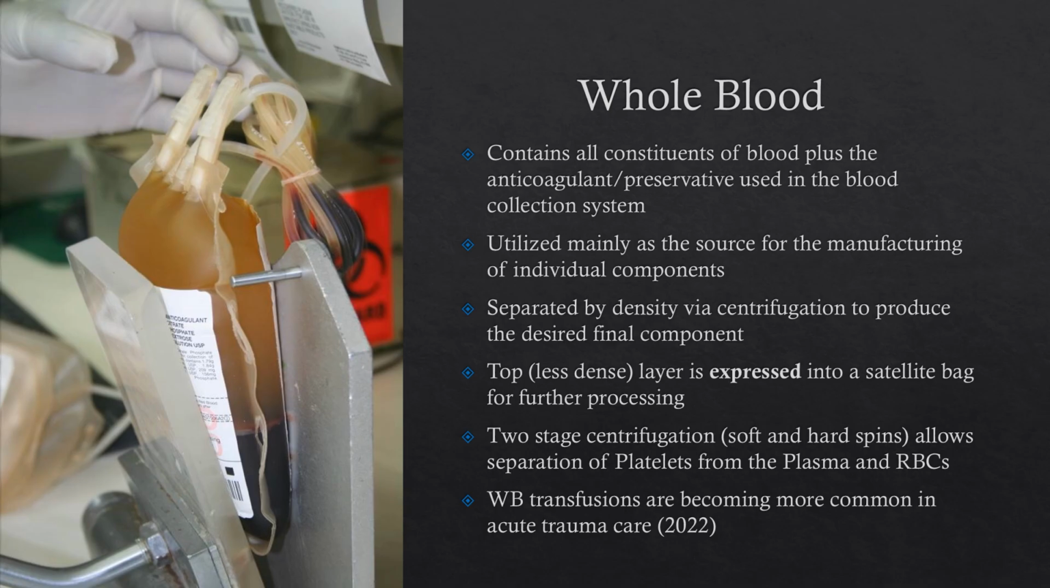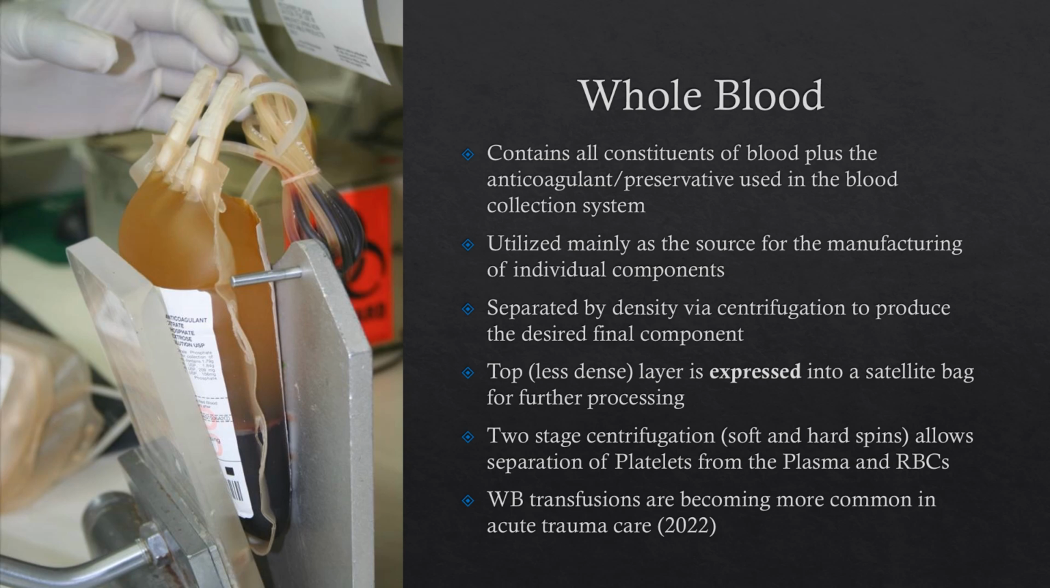As you can see here in the picture, you've got plasma at the top. Depending on whether or not we hard spun it or soft spun it, there may be platelets suspended in that plasma. There's a little white layer in the middle. That's the white blood cells, and of course the smallest and the most dense are the red blood cells, and they are down at the very bottom of the bag.